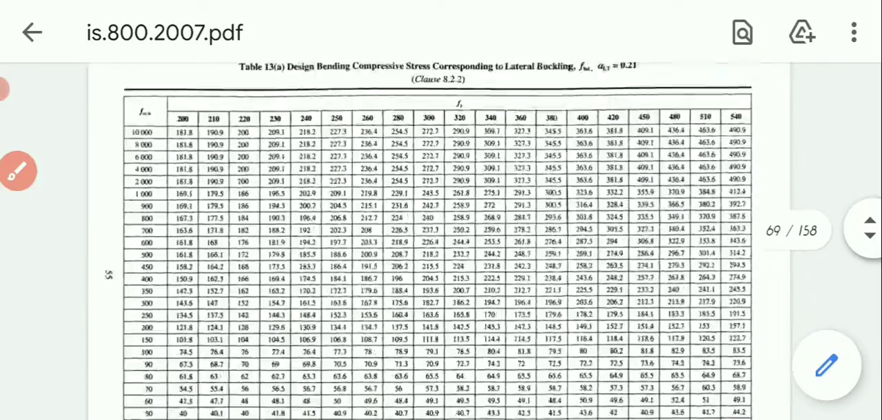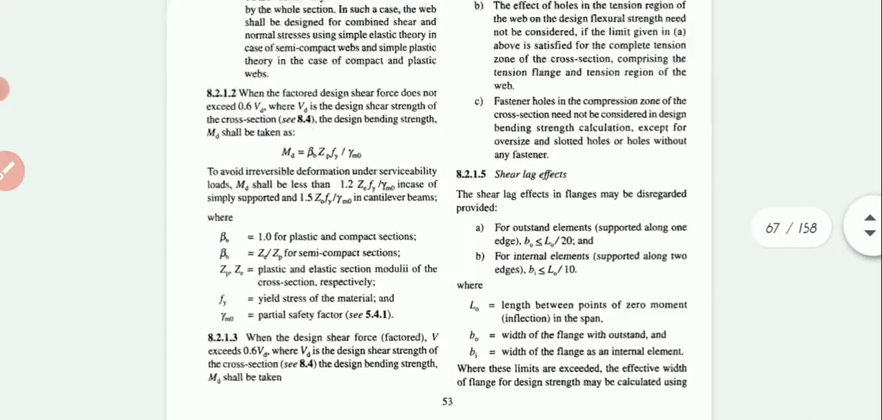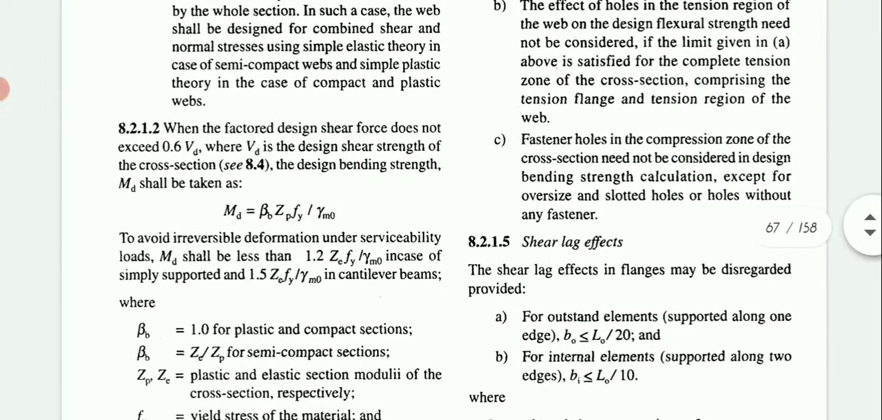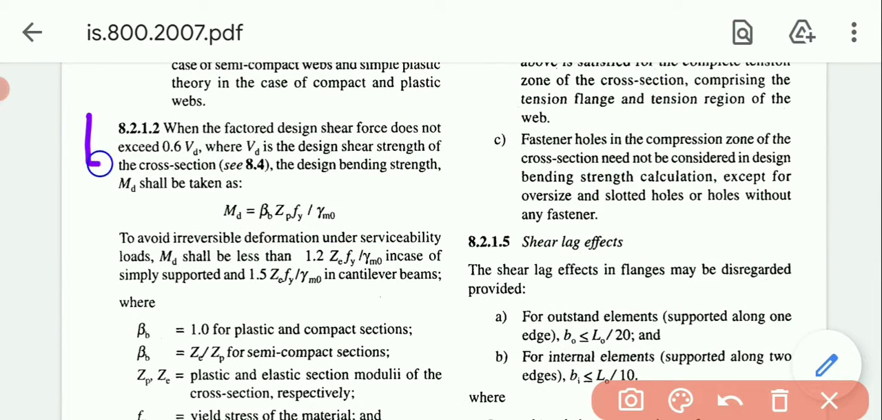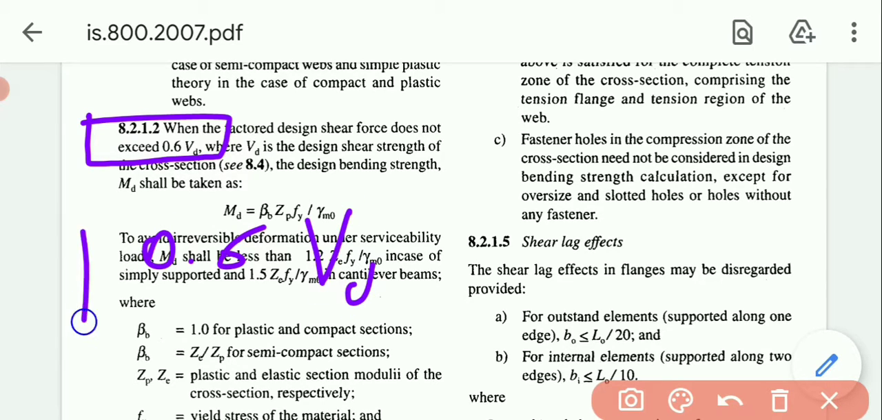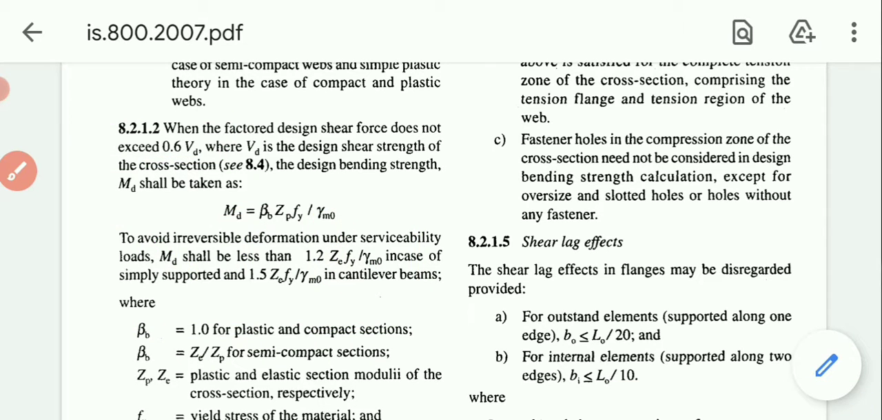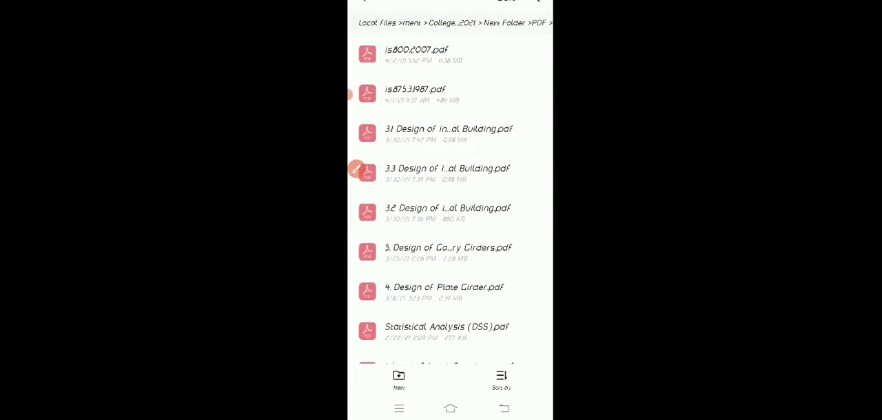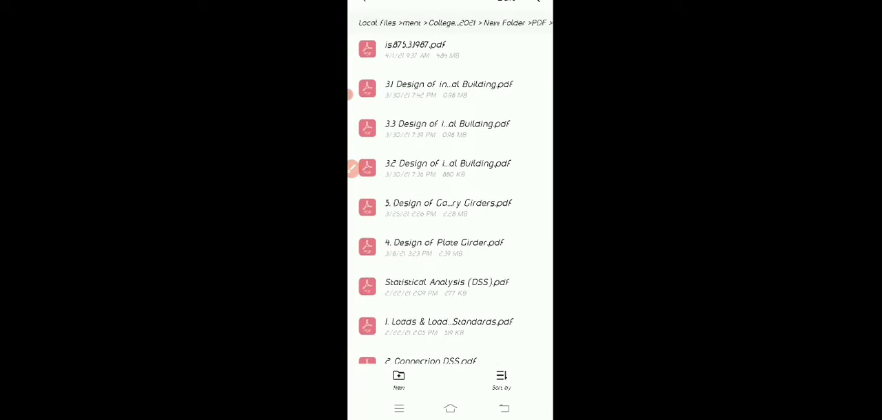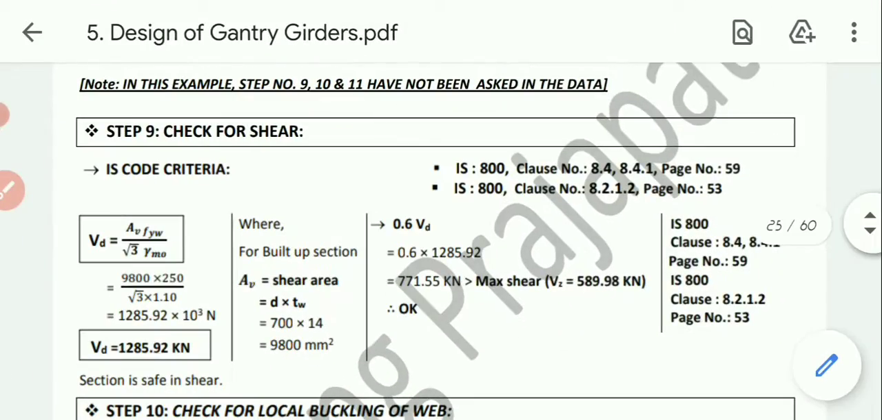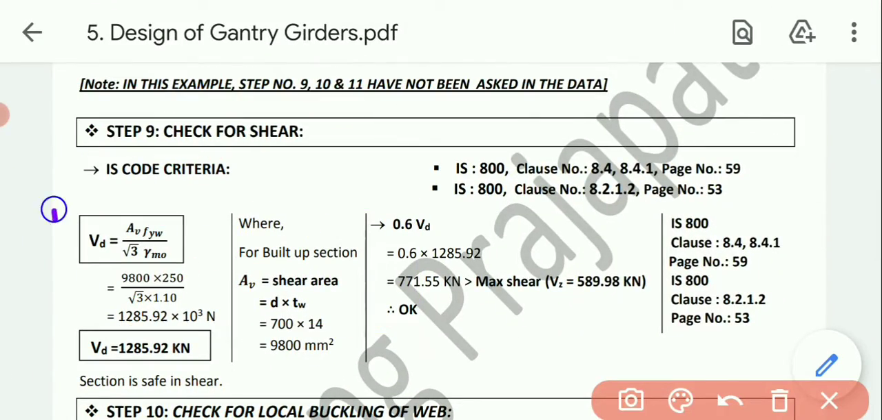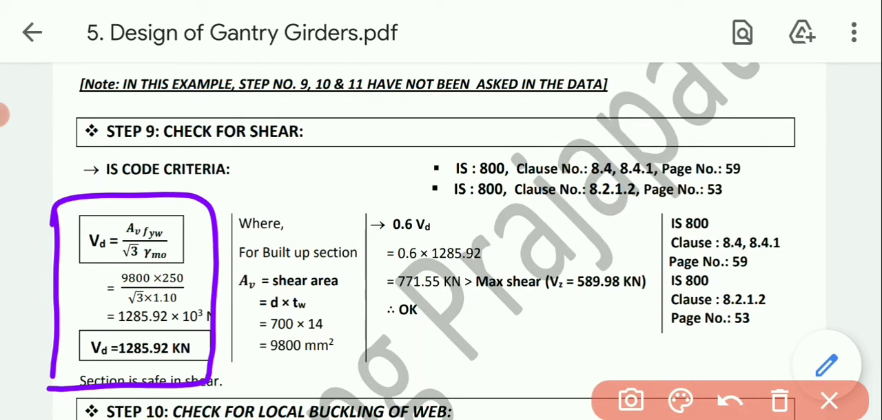And on page number 53, in the formula which we use for the moment Md, the same statement is given. We can use the maximum shear, that is up to 60% only. So maximum shear is 0.6 times VD. So we need to calculate this VD term over here.